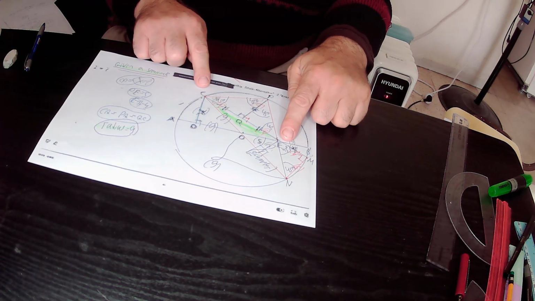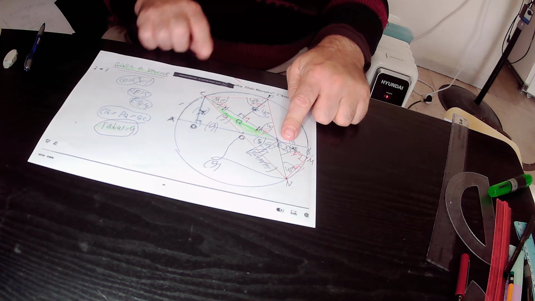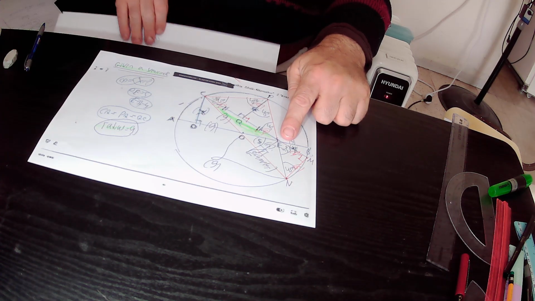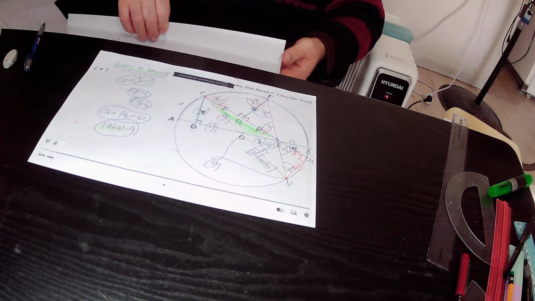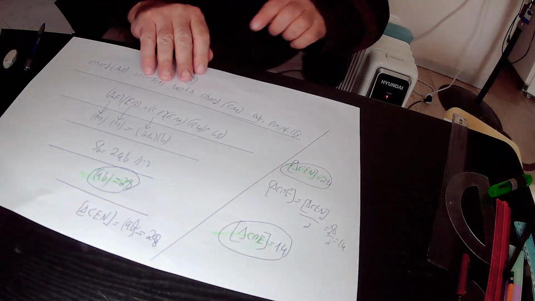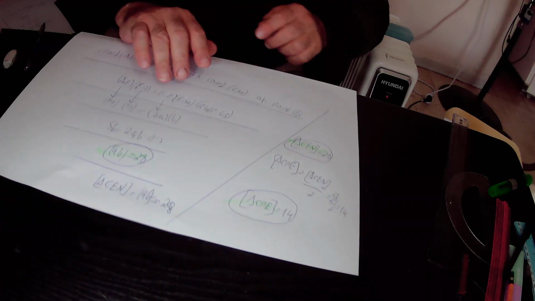CE equals CQ, that is A, plus QE, that is also A. So CE in total equals 2A. And again, CE equals 2A, times EM.